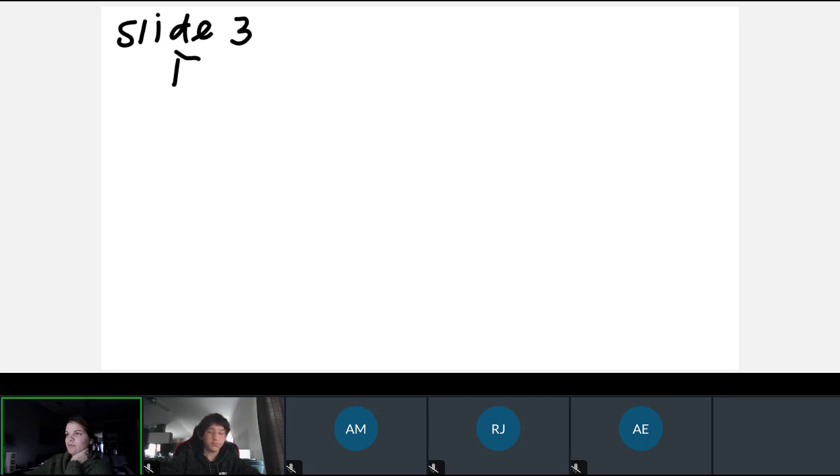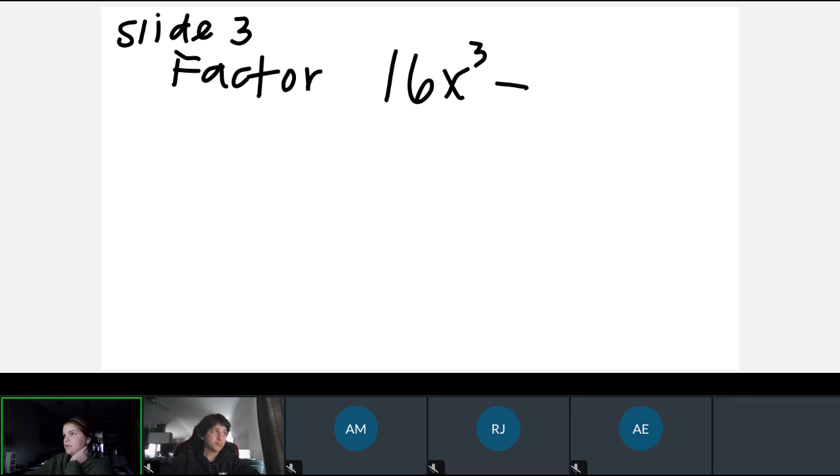So for slide number 3 on your Unit B writing assignment, let's factor 16x to the third minus 4, actually, let's do minus 12x squared.